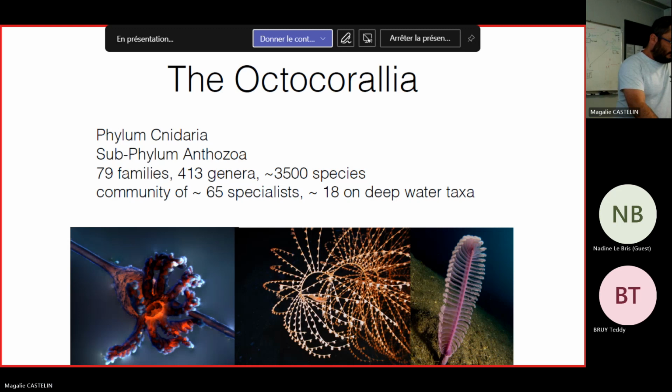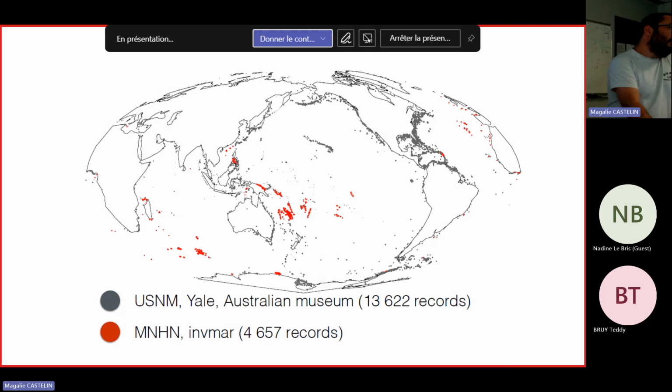So, as you know, I'm probably preaching to the choir, but octocorals are a fascinating group because they constitute whole ecosystems. They are very broadly distributed. They are very diverse. As you can see here on this global map, I plotted museum records from the USNM, Yale, Australian Museum. And this amounts to 30,000 records.